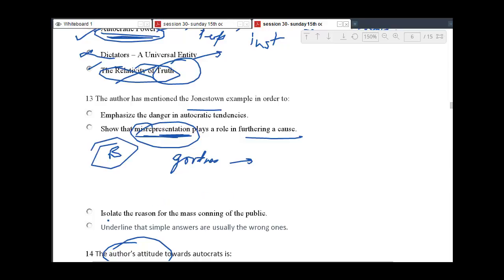Mass. Isolate the reason of the mass conning. It goes out. Simple answers. B is the best choice. Easy question. You tell me, should you have got this incorrect?